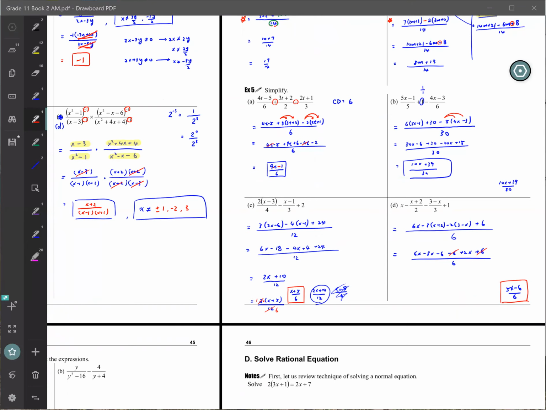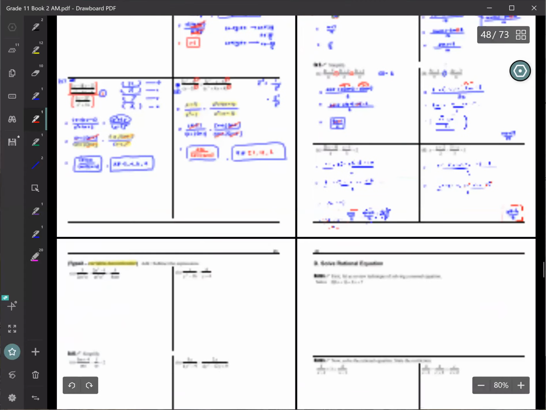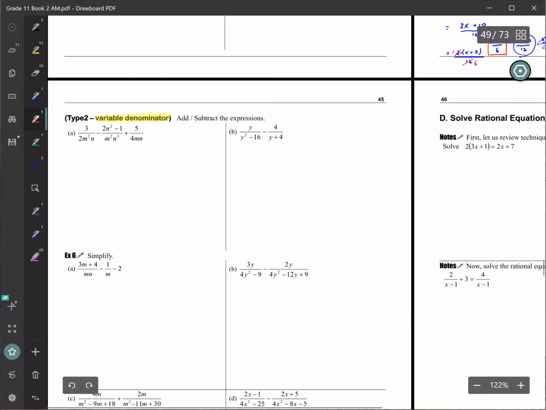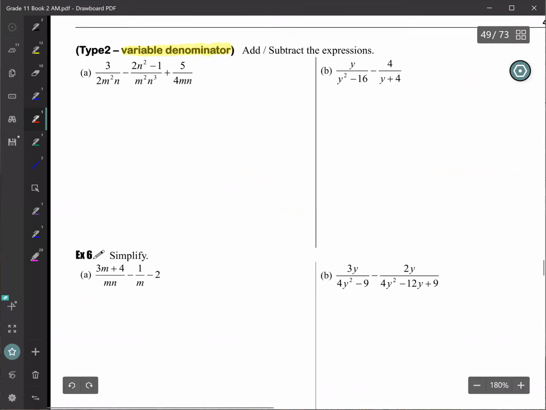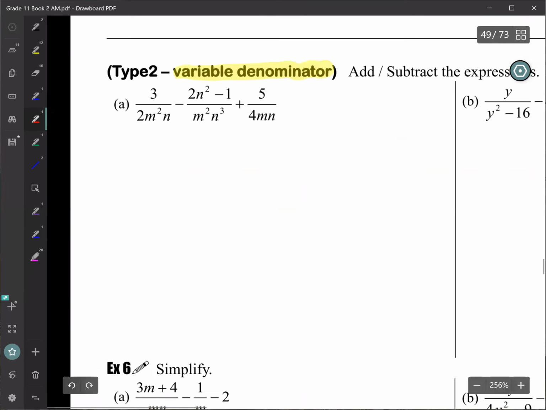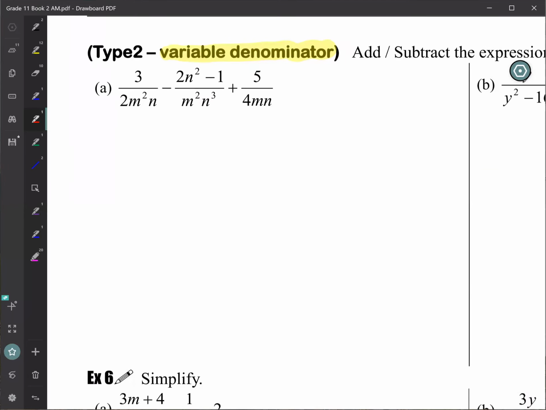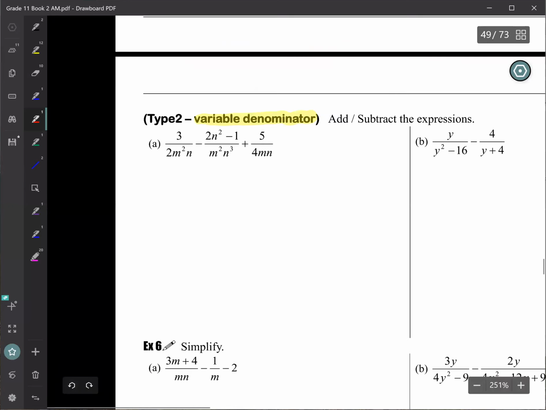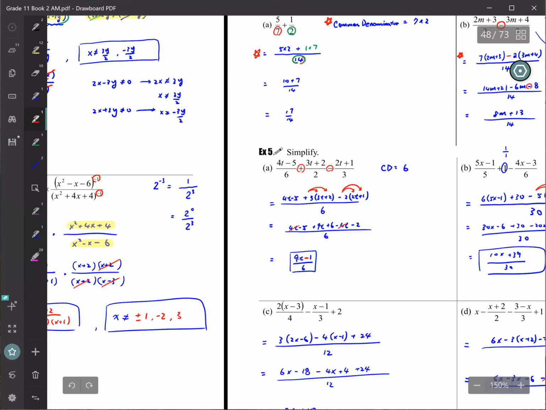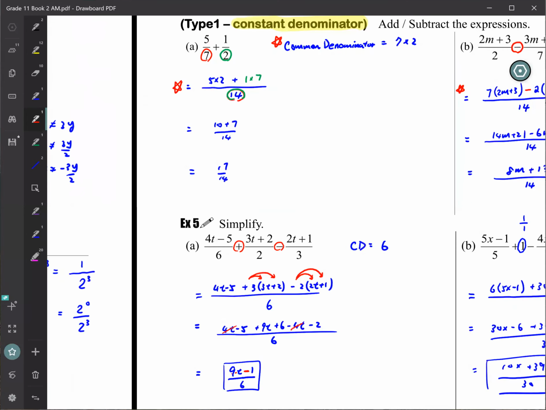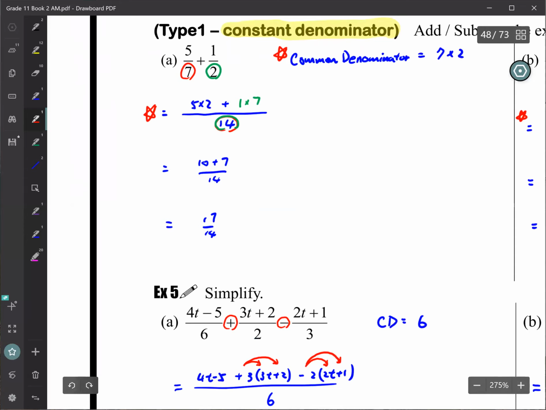All right, so we'll look at the type 2 now. Let's see if the denominator now has variable. How are we going to get the common denominator? Okay, so you can see that this question has so many variables. If you think about what we did before, to get common denominator, sometimes we just multiply, right? 7 times 2 is 14.